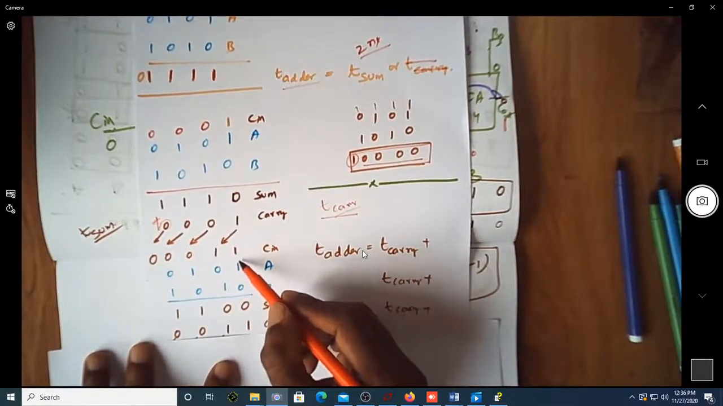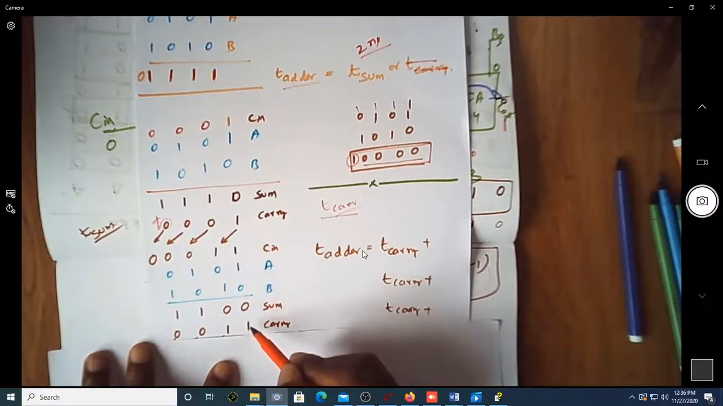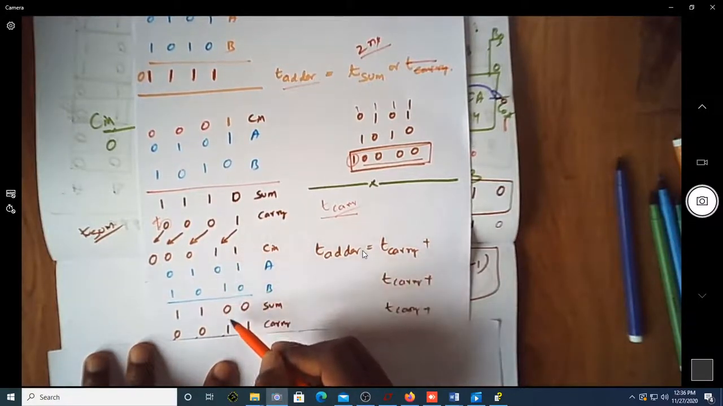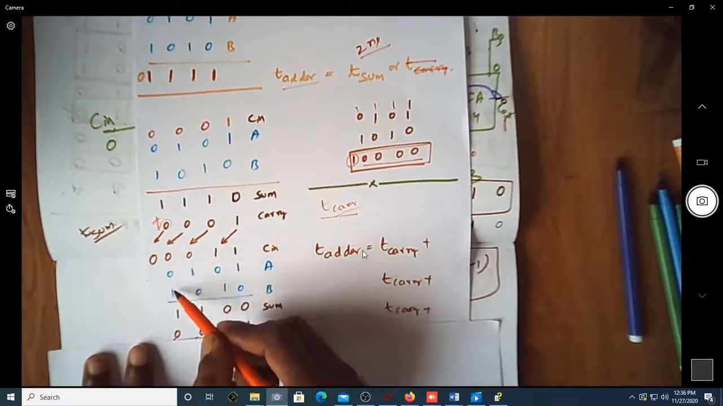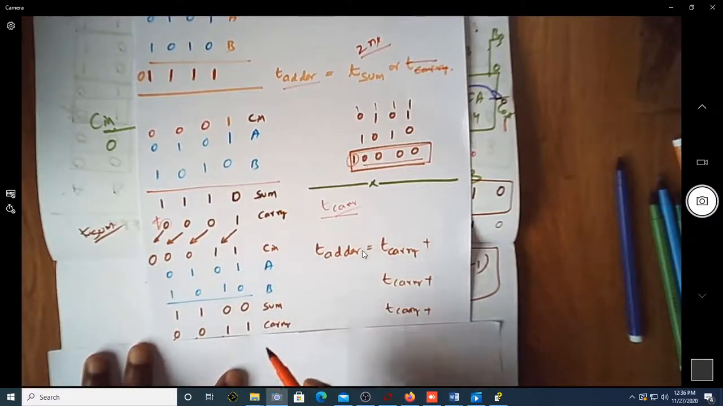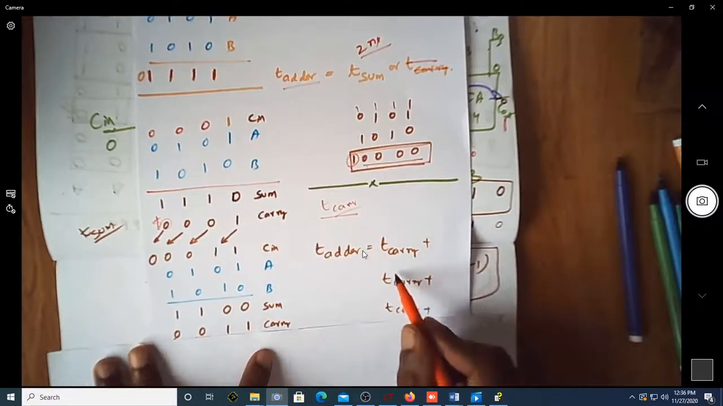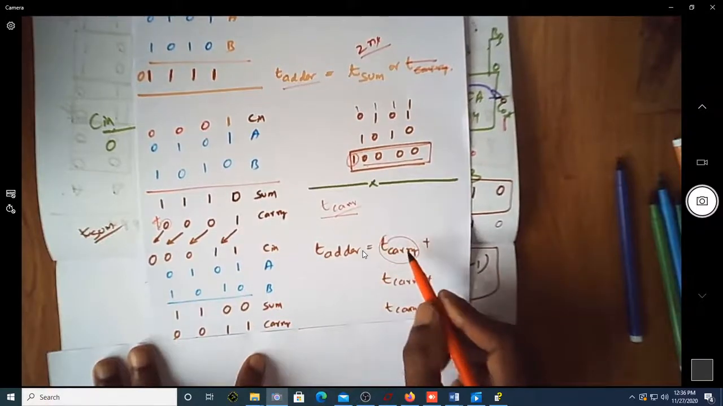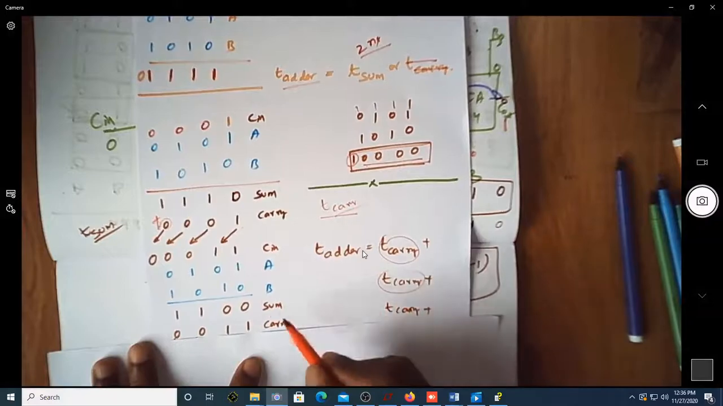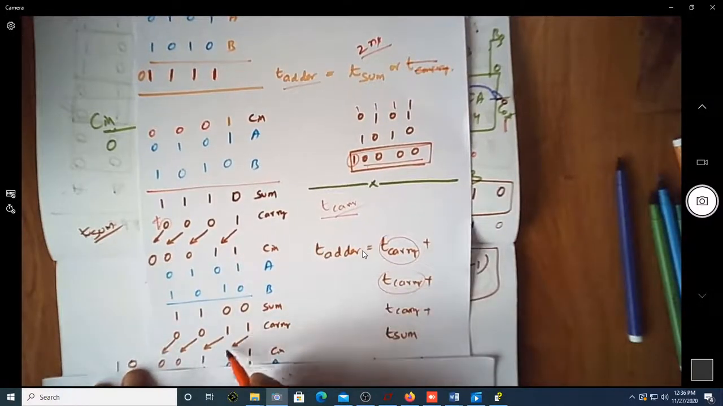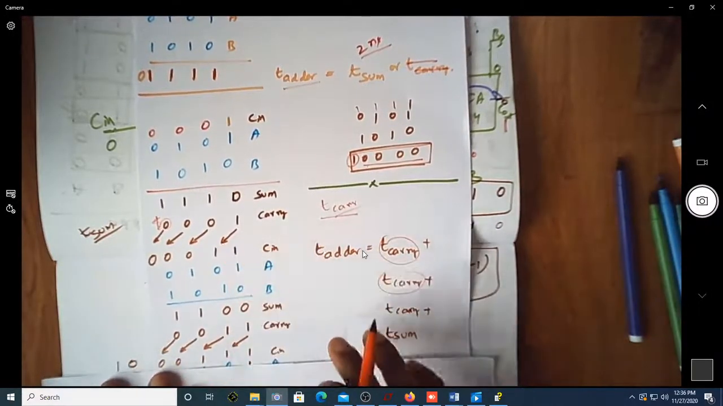So you can see it is 1 1 0, sum is 0, carry is 1, and then 1 0 1, sum is 0, carry is 1. Now this is 0 1 0, I have sum as 1, carry as 0, and 0 0 1, sum as 1, carry as 0. So by this time, this is the carry time required to generate the first carry, that is the first iteration. This is the second iteration. You can see this is again transferred onto the next stage, as happened in the previous case.